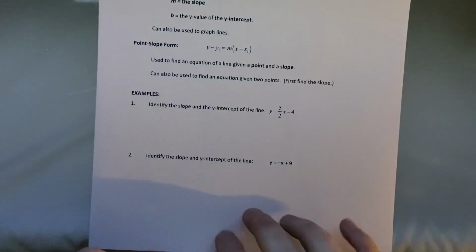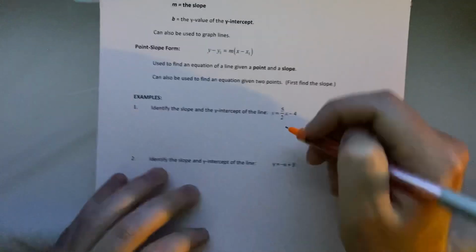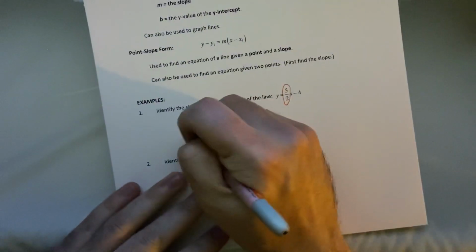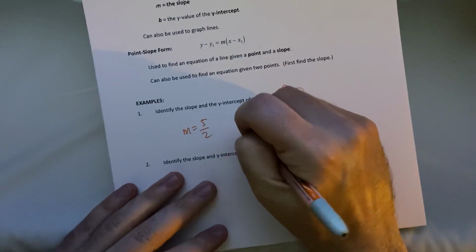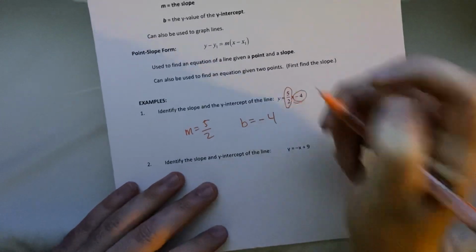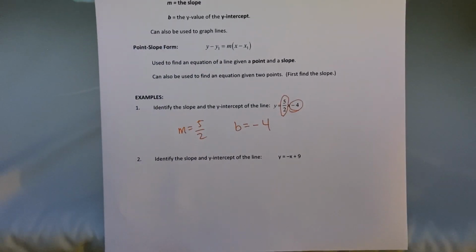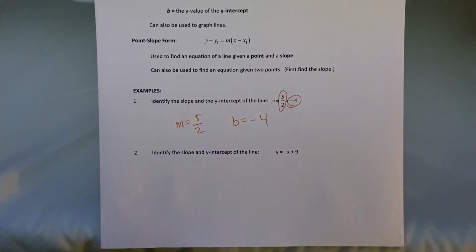So let's keep going though. Identify some examples. Slope and y-intercept of a line. Slope is again in front of the x. The y-intercept is the number added or subtracted afterwards, the b, and it keeps the sign. So m is 5/2, b is negative 4. I'm going to leave 2 for you to do. Let's move to the next area.